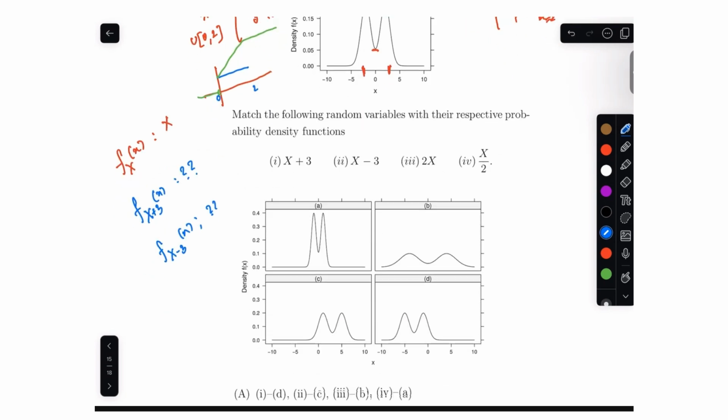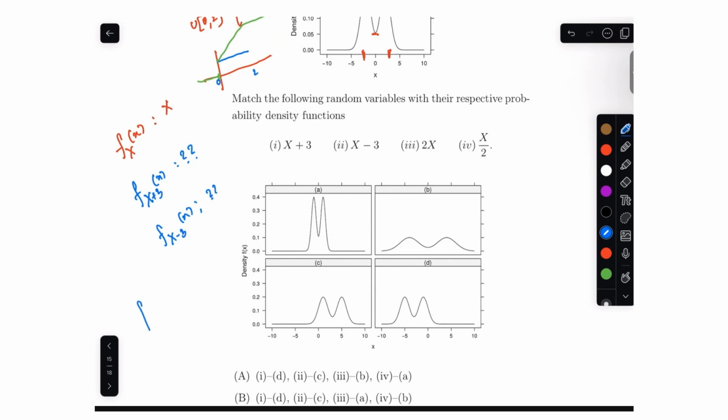There are two kinds of thing you can see. Essentially it's asking what is the distribution of f(x) plus c for some constant, and also what is the distribution of f(x) times c for some constant, right? Because c here is 2 half, and here c is minus 3 and 3. So we need to understand the relationship of this distribution with this distribution.